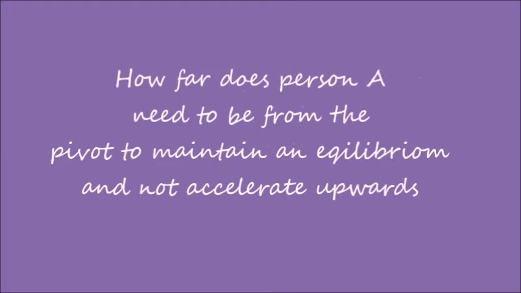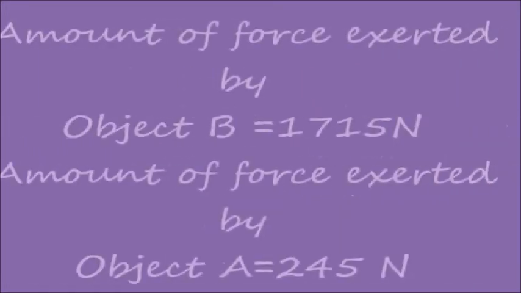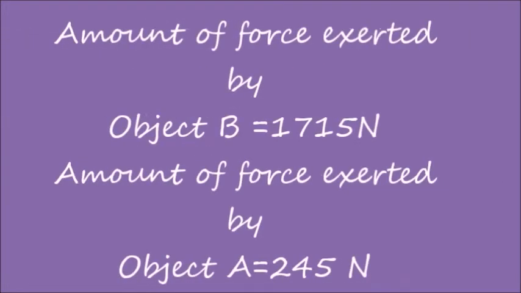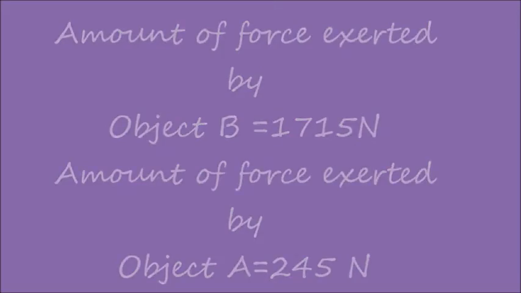squared. Now the big question is, how far does person A need to be from the pivot to maintain an equilibrium and to not accelerate upwards? The amount of force exerted by person B onto the seesaw is 1,750 newtons, while the amount of force exerted by person A is 245 newtons, due to a difference in their masses.